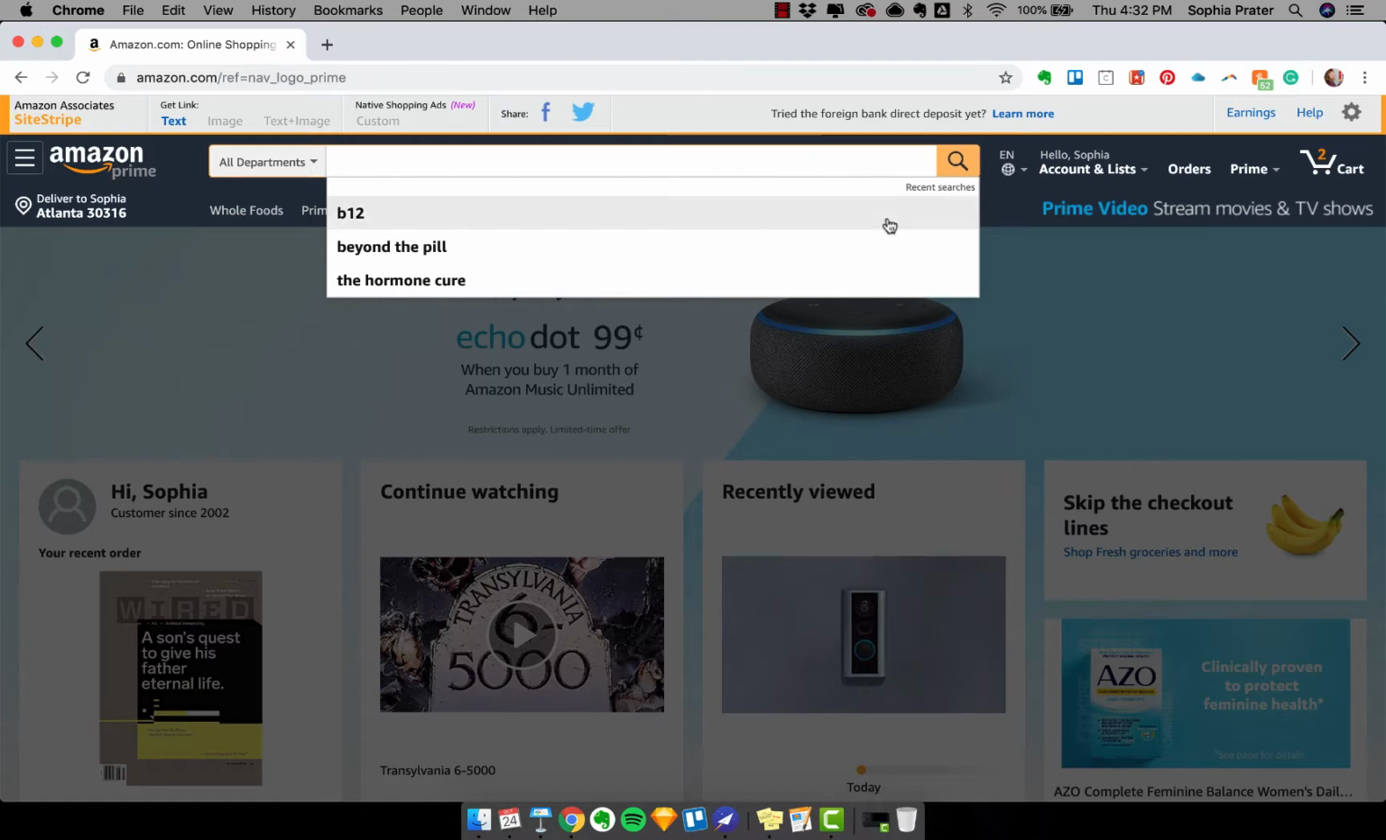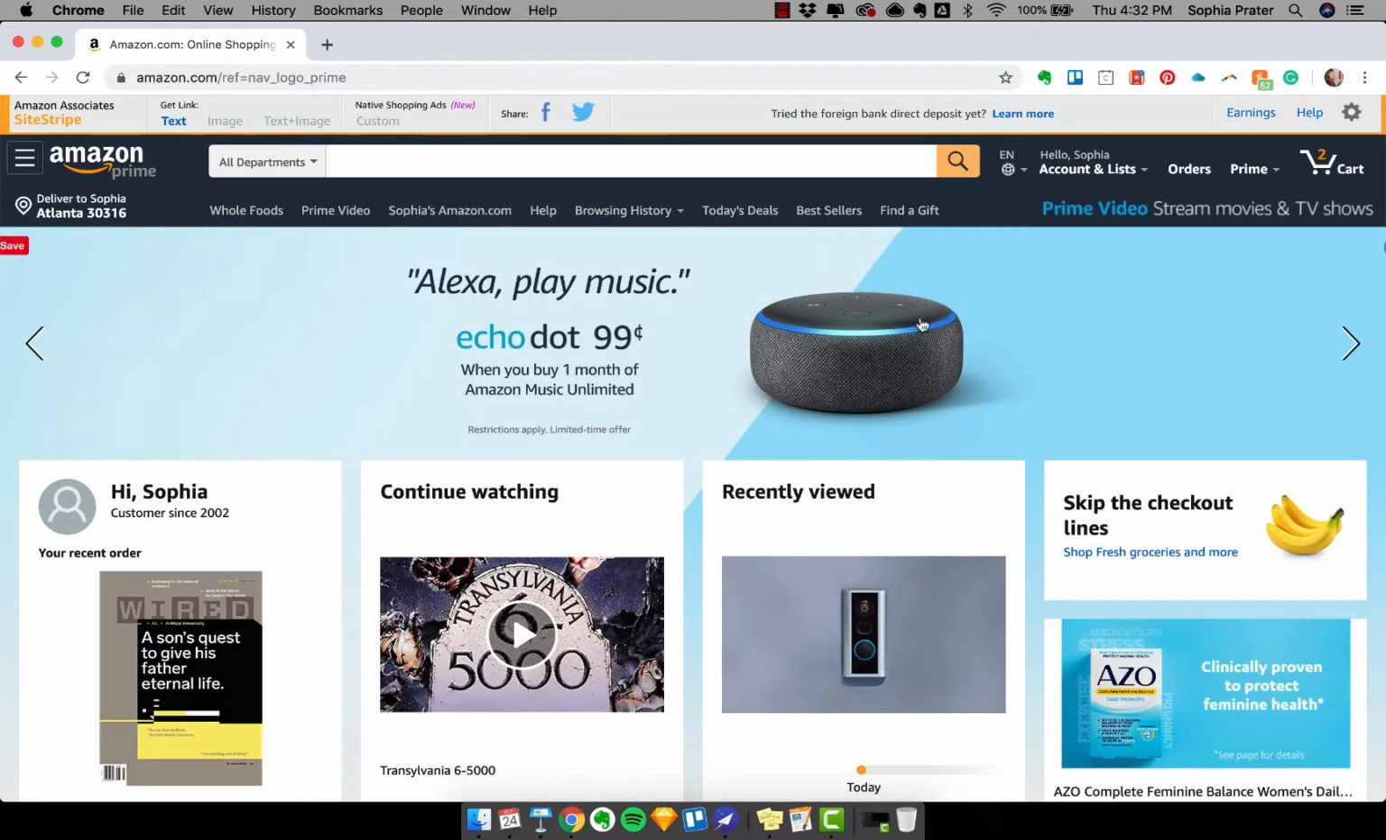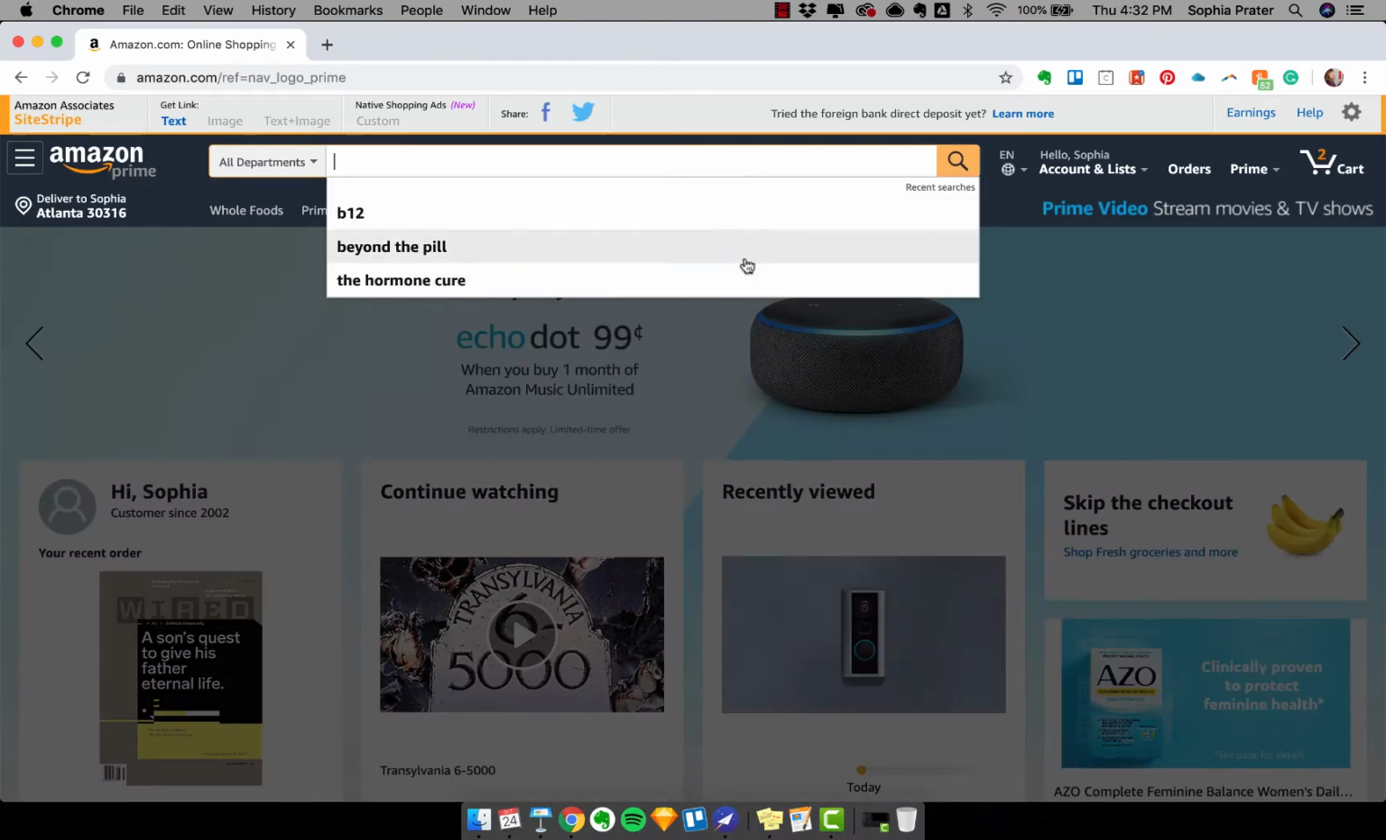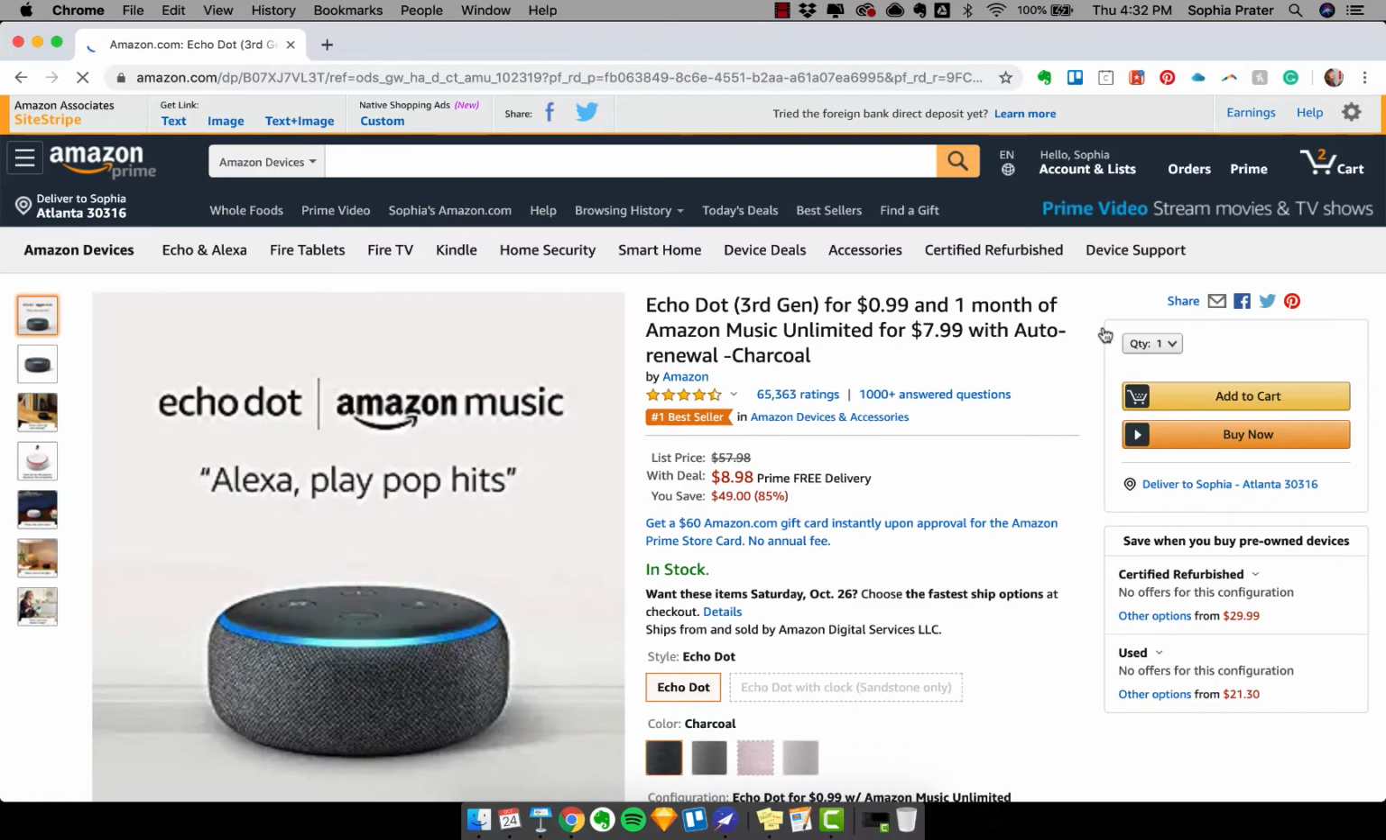And I randomly, there you go, you can see my search history. These are wonderful books, guys. B12, also a good vitamin. We're going to search for that in a second. Oh, no, we just searched for an echo dot.